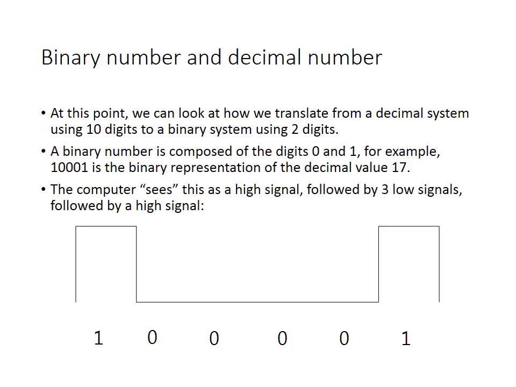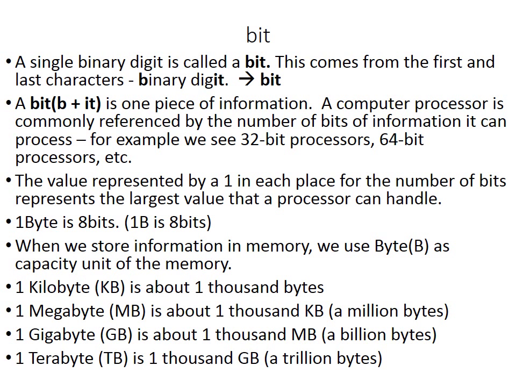At this point, we can look at how we translate from a decimal system using 10 digits to a binary system using 2 digits. A single binary digit is called a bit. This comes from the first and last characters: binary digit, bit. A bit, B-I-T, is one piece of information. 1 byte is 8 bits.